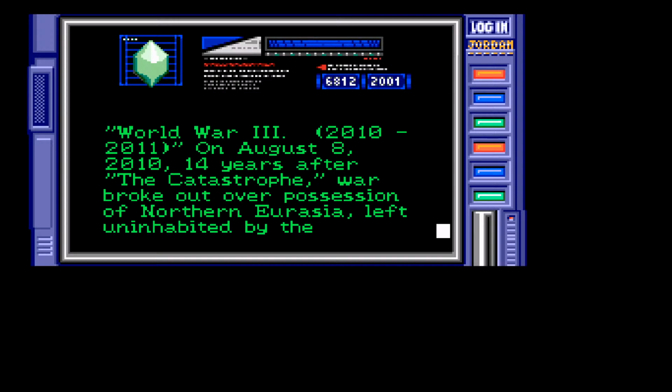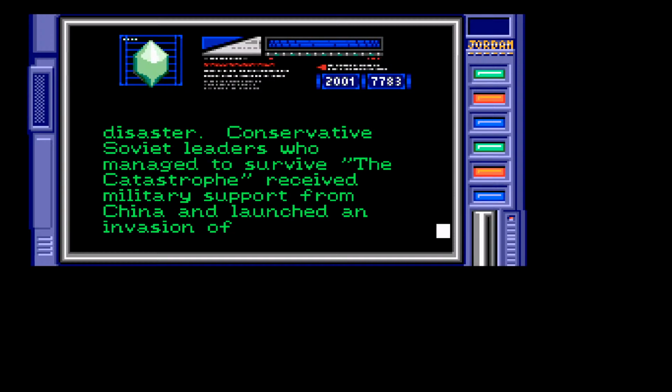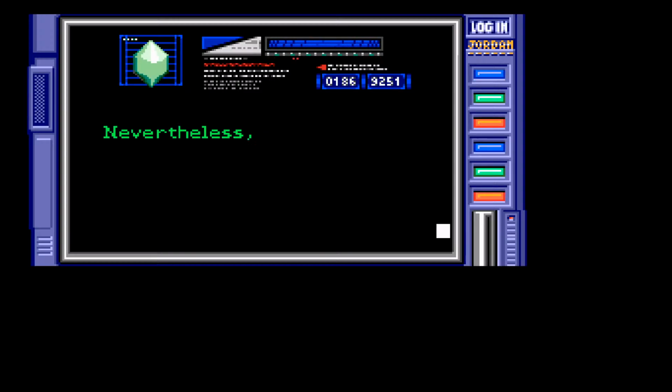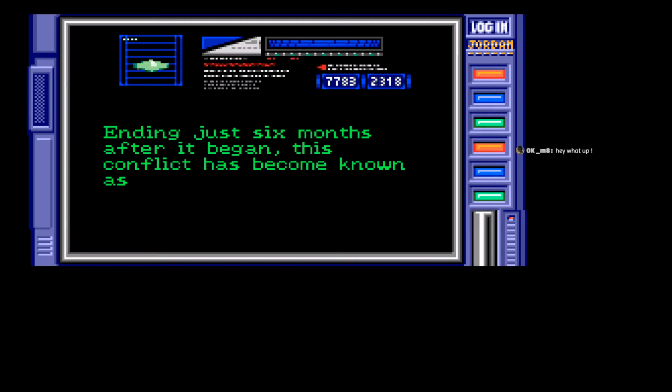On August 8th, 2010, 14 years after the catastrophe, war broke out over possession of northern Eurasia, left uninhabited by the disaster. Conservative Soviet leaders who managed to survive the catastrophe received military support from China and launched an invasion of the region. Nevertheless, Western economic sanctions forced the Chinese to withdraw this support, leading to victory for Western forces. Ending just 6 months after it began, this conflict has become known as the Half-Year War.